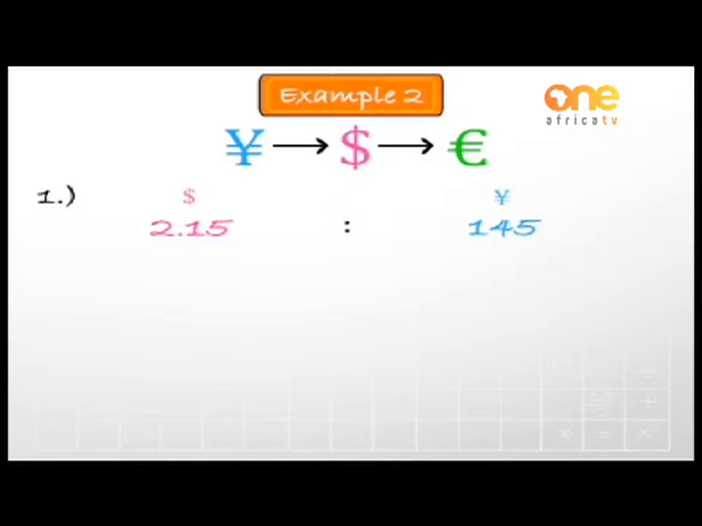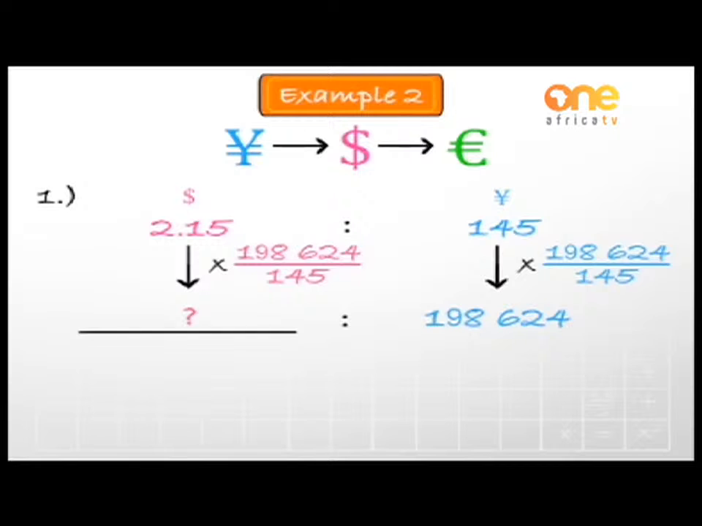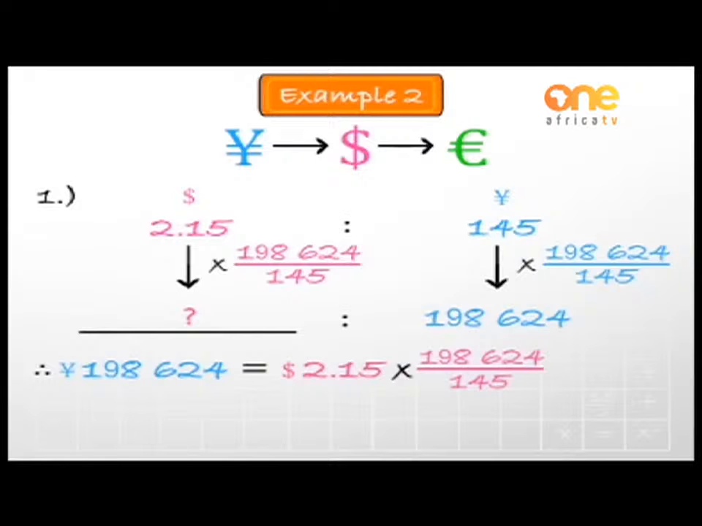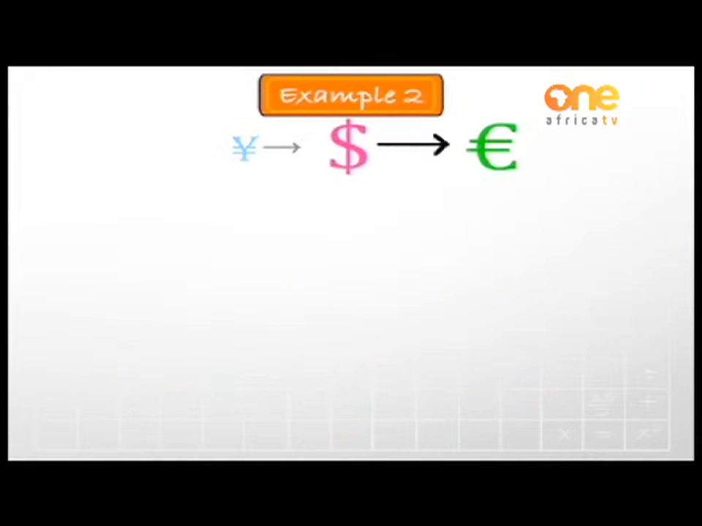Now, we need to get our yen amount, which is 145, to 198,624. So we multiply the right-hand side of that ratio by 198,624 all over 145. Therefore, we do the same to the left-hand side of the ratio. And so, 198,624 yen will buy us $2,945.114483.